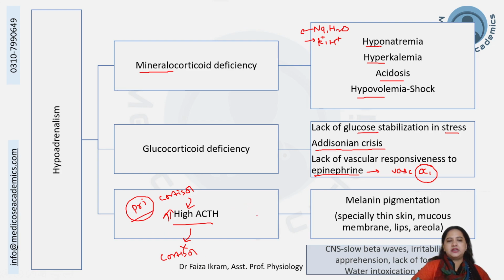But in case of secondary hypoadrenalism, ACTH will be less. In case of tertiary hypoadrenalism, ACTH will be less. So this is about primary hypoadrenalism. If there is high ACTH, there will be more melanin pigmentation, specifically in the areas with thin skin like mucous membranes, lips, and areola.